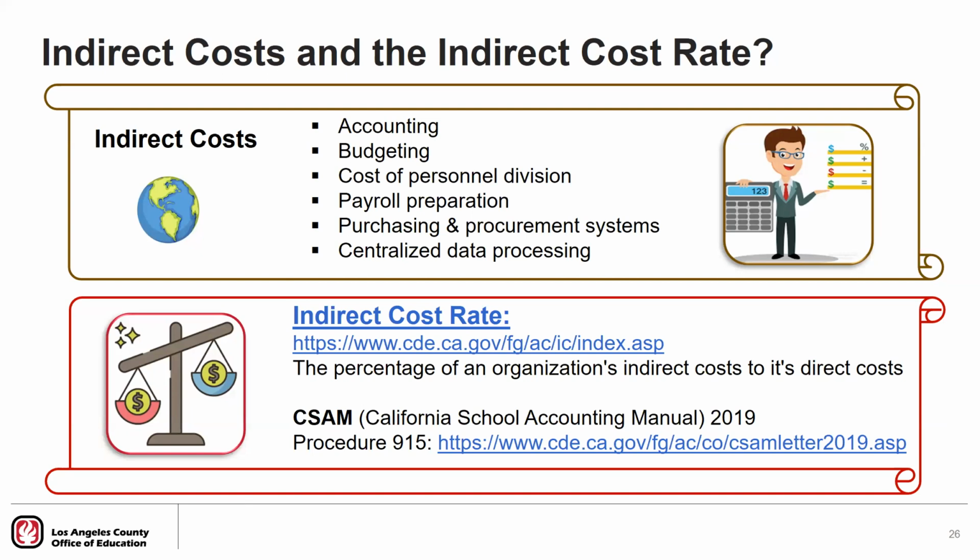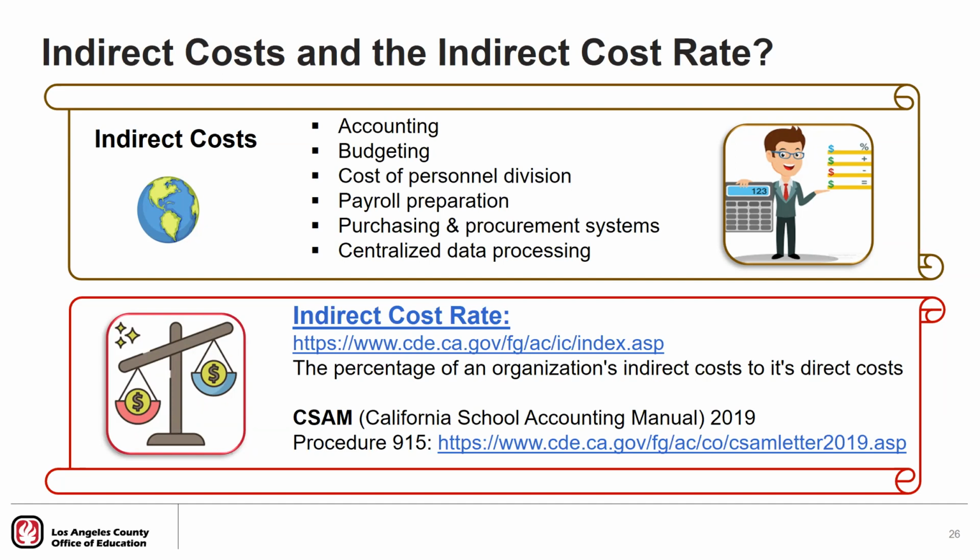An indirect cost rate is the percentage of an organization's indirect cost to its direct cost and is a standardized method of charging individual programs for their share of indirect costs. An estimate of indirect cost is reserved at the beginning of the year and then trued up at the end of the year based on how much funding was actually expended in indirect costs. The California Department of Education calculates the indirect cost rate for each LEA as authorized by the U.S. Department of Education. The first link listed on this slide takes you to the web page with the spreadsheet that lists all of the LEAs in the state and their indirect cost rate.